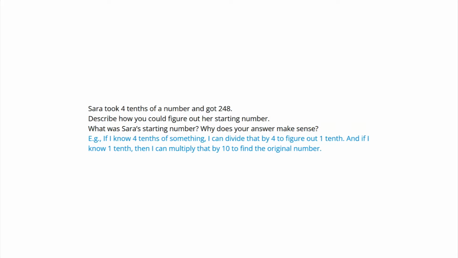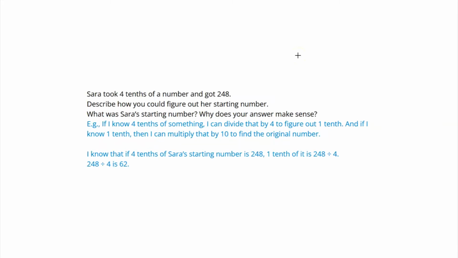Here's an example answer. If I know 4/10 of something, I can divide that by 4 to figure out 1/10, and if I know 1/10, then I can multiply that by 10 to find the original number. I know that if 4/10 of Sarah's starting number is 248, that's what we're told at the start here, then 1/10 is 248 divided by 4, or it's 1/4 of 248.